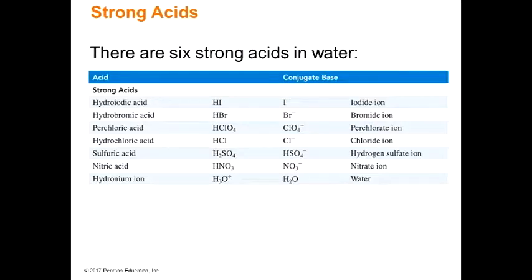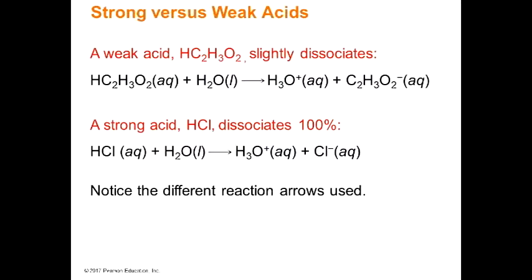So there are 6 strong acids in water. We show you here. And I think I gave you hydrochloric, sulfuric, and nitric. These are the 3 that we ask you to focus on. Okay. All right. So strong versus weak. Here, a weak acid. This is acetic acid. It's slightly dissociated.